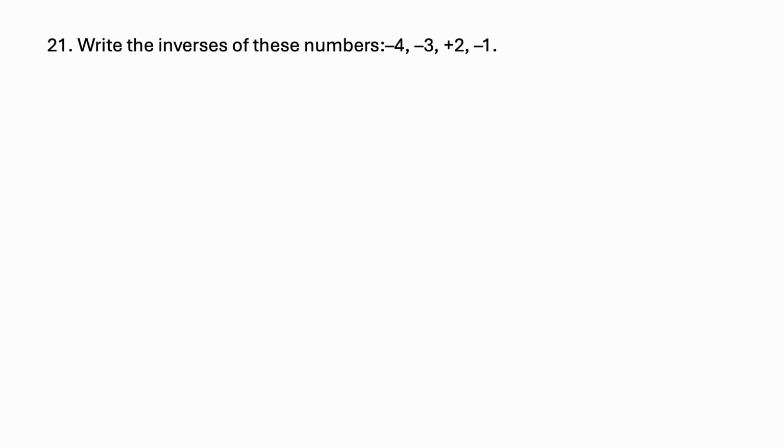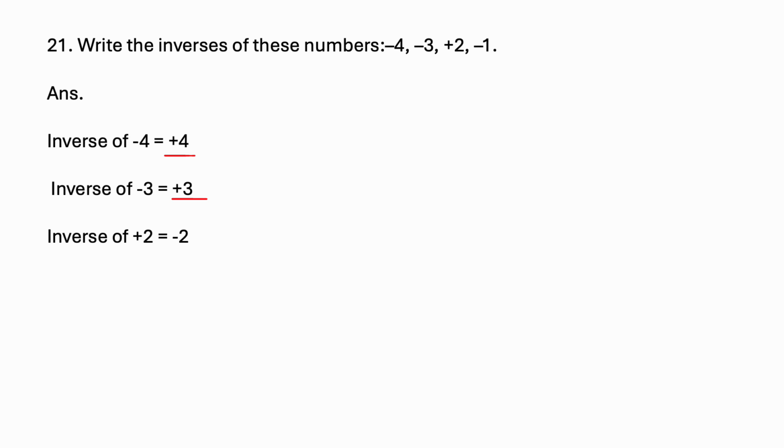Next, we have a very easy question. Write the inverses of these numbers: -4, -3, +2, -1. So, inverse of -4 is +4. Inverse of -3 is +3. Inverse of +2 is -2. Then inverse of -1 is +1.